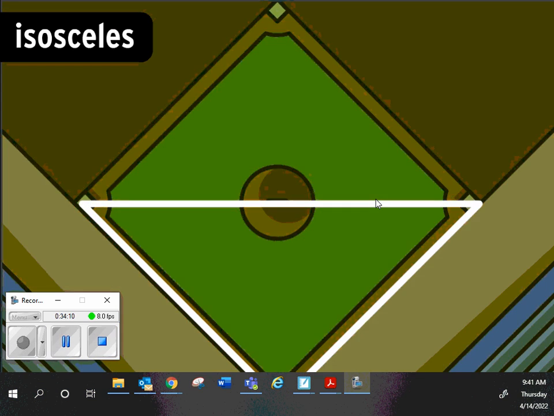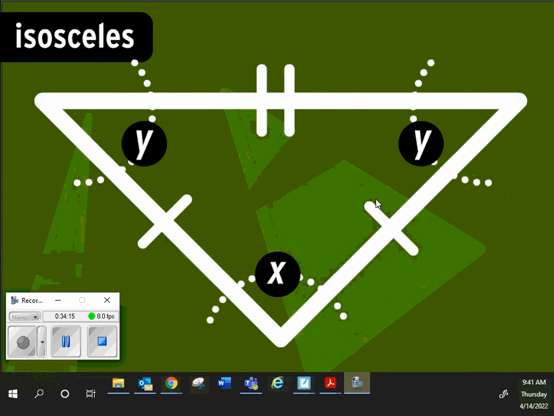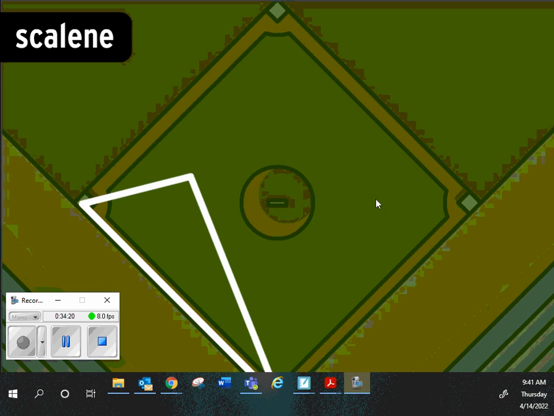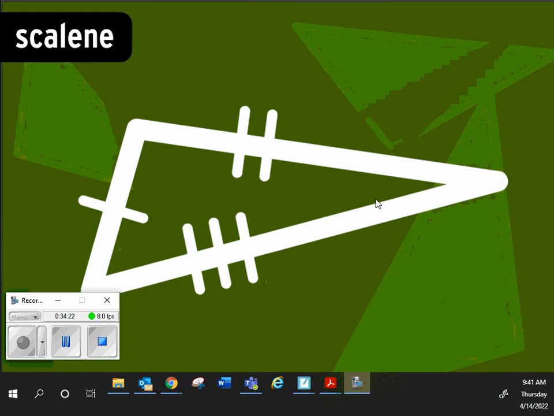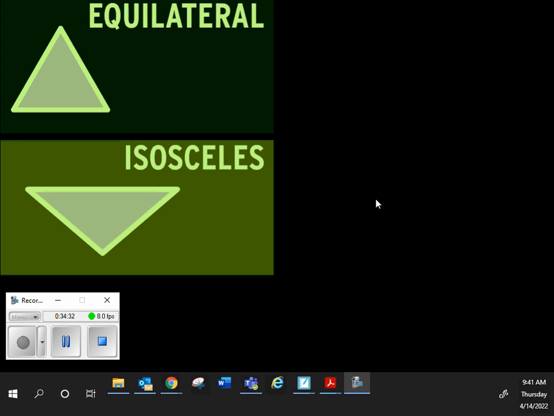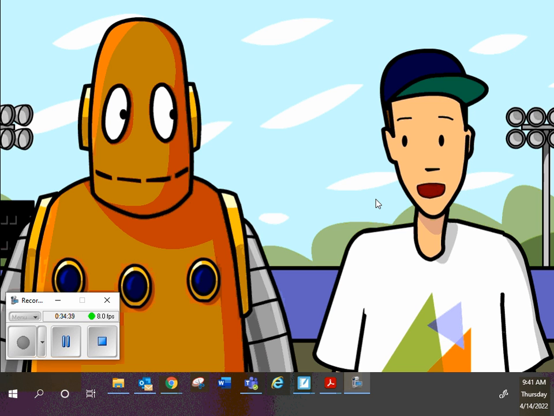Isosceles triangles have at least 2 sides that are the same length. At least 2 of the angles will be equal as well. Scalene triangles have 3 sides of different lengths. Every angle in a scalene triangle is different from every other angle. Correct. Equilateral, isosceles, and scalene triangles are all classified by comparing the lengths of their sides. Yep, I did say that we also classify triangles by comparing their angles. Let's take a look at those.